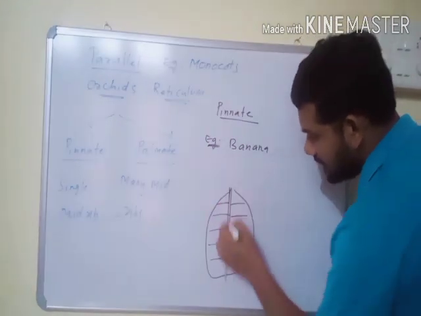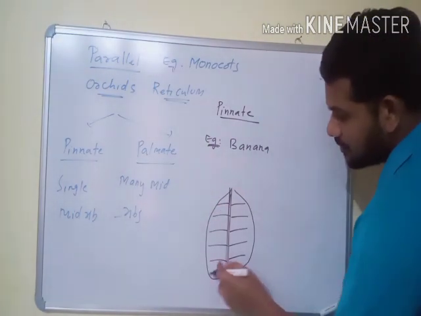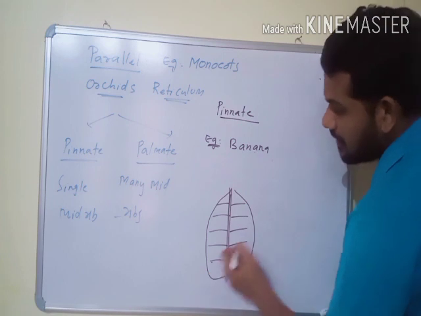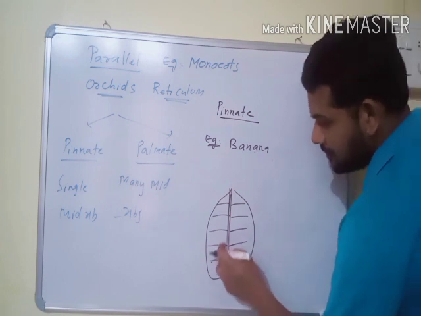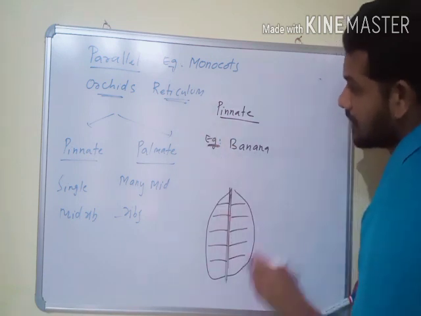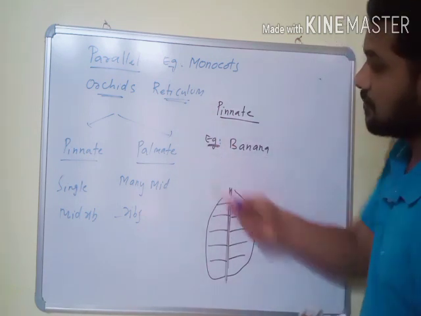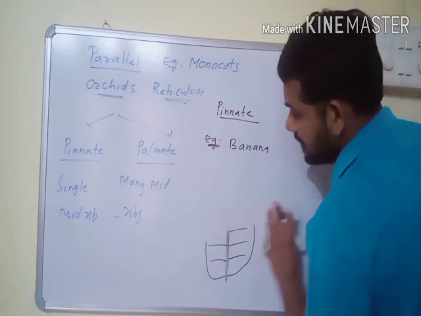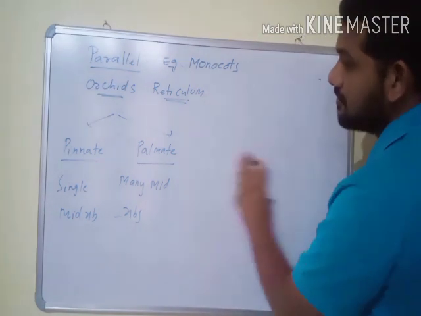The lamina has a single midrib, it produces veins, and veins run parallel to each other, and these veins do not fuse with each other. That's why reticulum or network is absent. Example: banana. And second one is palmate parallel venation. So palmate parallel venation has many midribs.